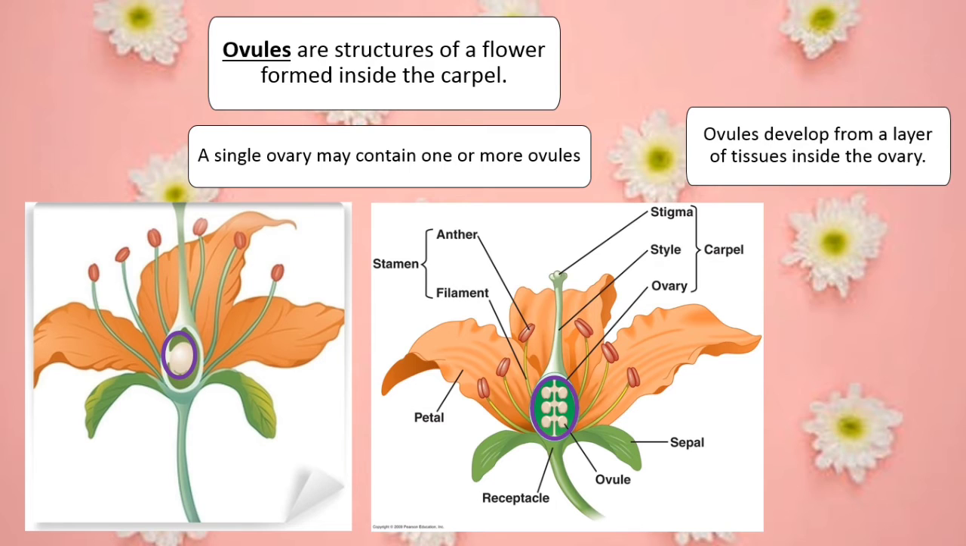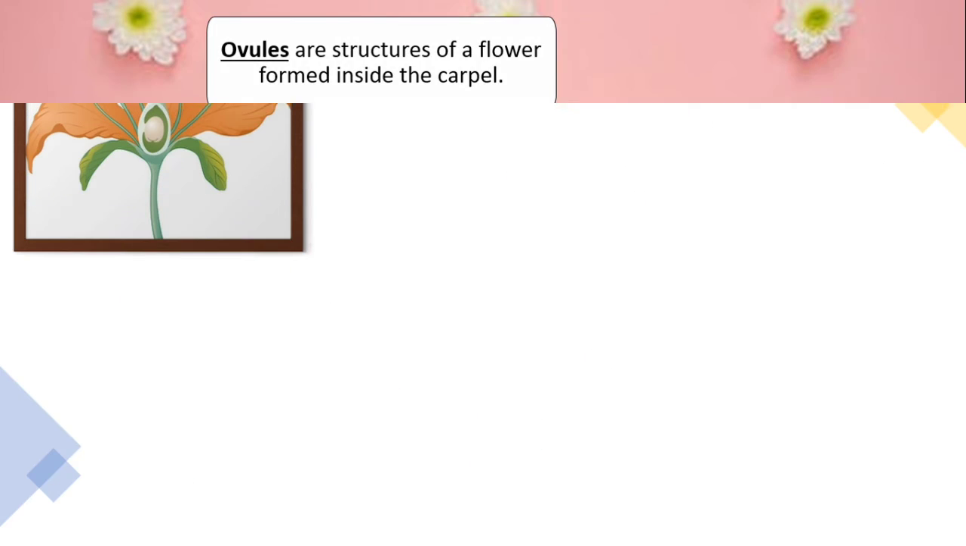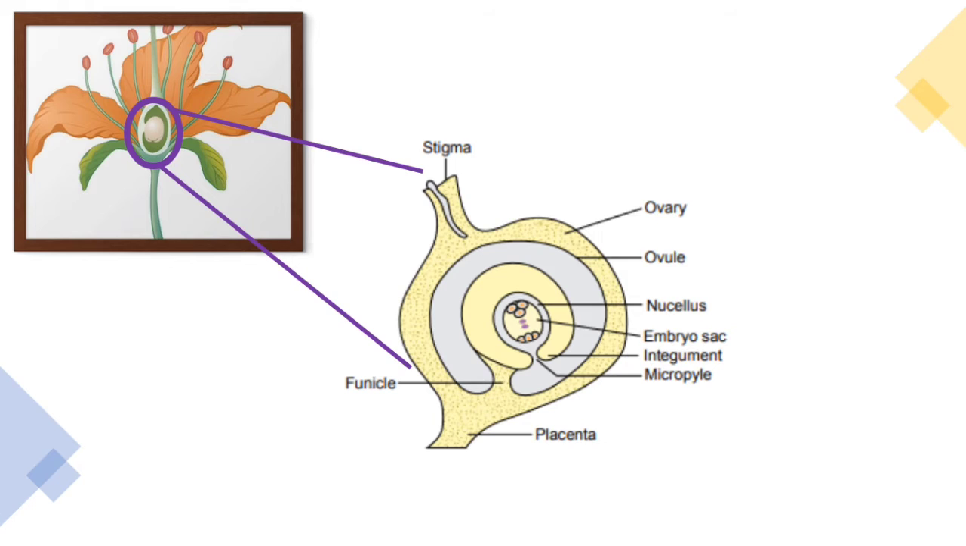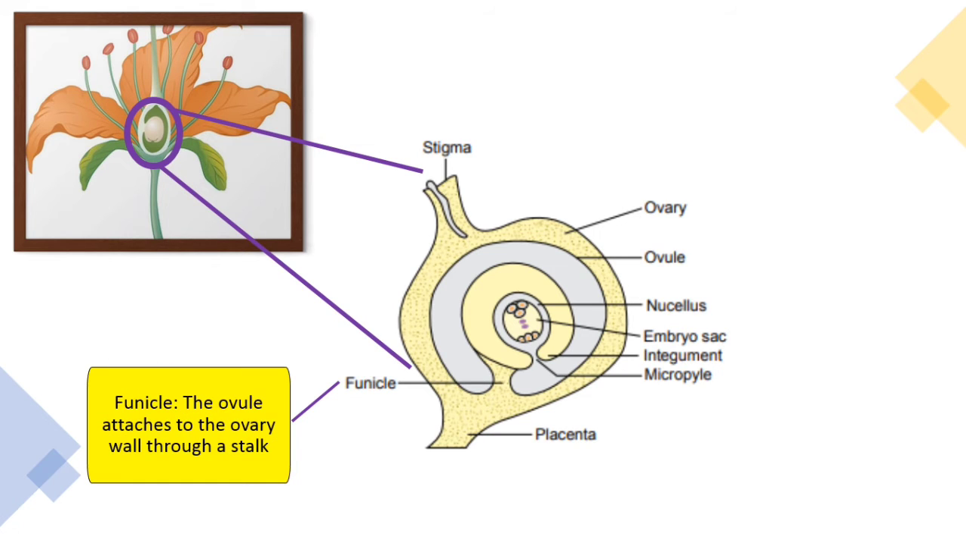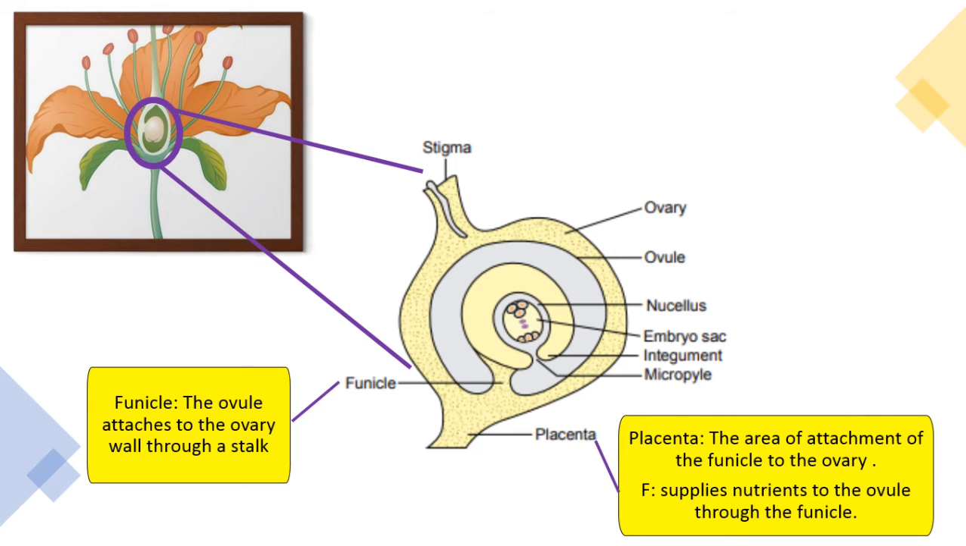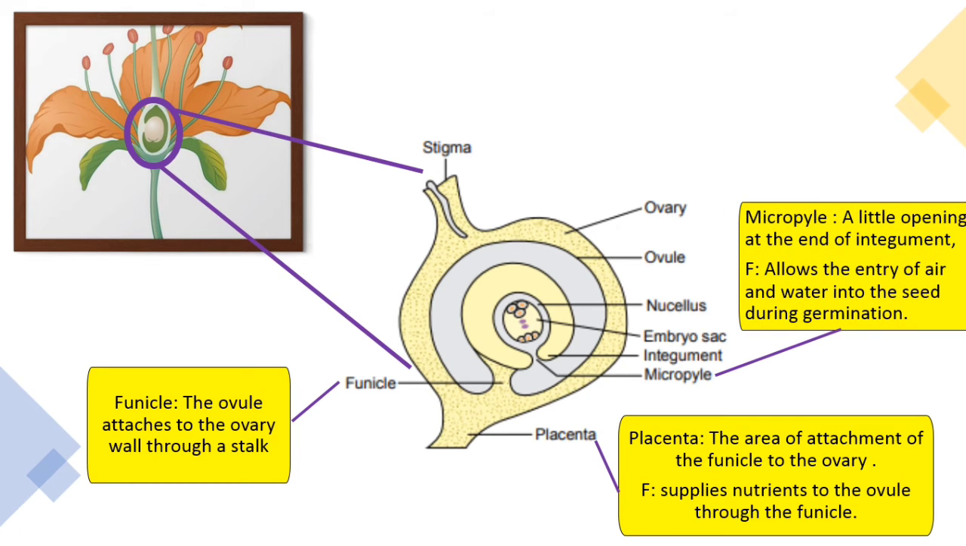So let's discuss the development of the ovule and embryo sac. This is the cross section of the ovule structure. Funicle: the funicle is a stalk that attaches the ovule to the ovary wall. Placenta: the placenta is the area of attachment of the funicle to the ovary. It will supply nutrients to the ovule through the funicle. And the last one is the micropyle, a little opening at the end of the integument. It allows the entry of air and water into the seed during germination. The micropyle also provides a passage for the male gamete during fertilization.